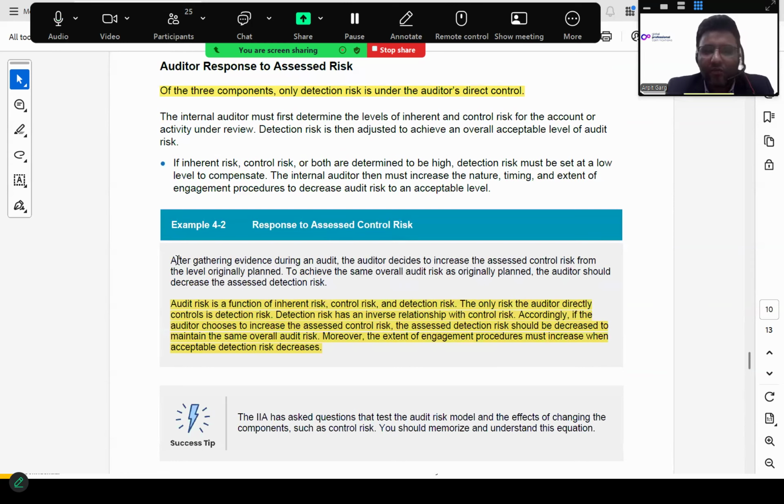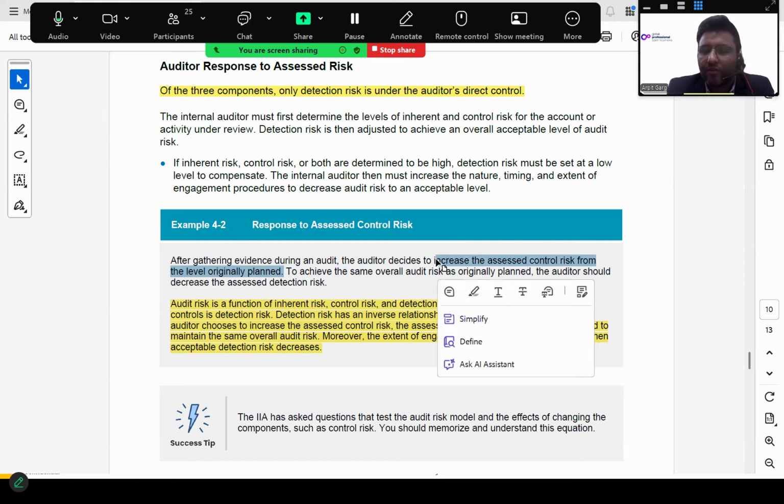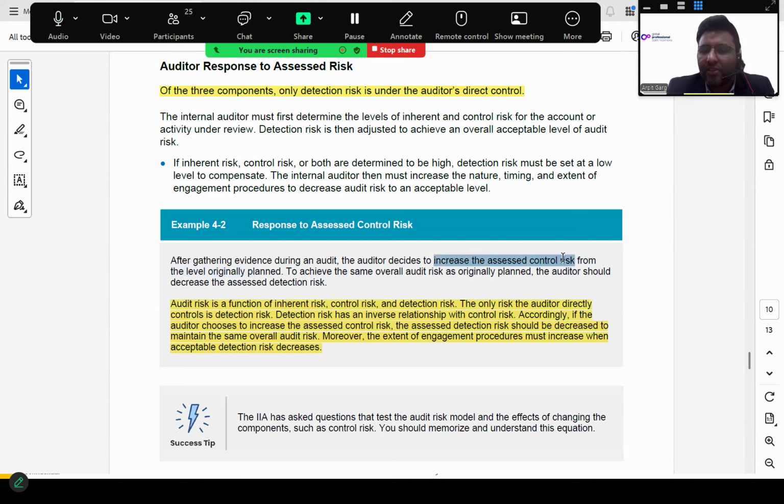If you read this out, it says after gathering evidence during an audit, the auditor decided to increase the assessed control risk from the level originally planned. People, it says what? Increase the assessed control risk. What does it mean? What comes to your mind? Increase the assessed control risk. Detection risk will be high or low? Low. Increase the assessed control risk.